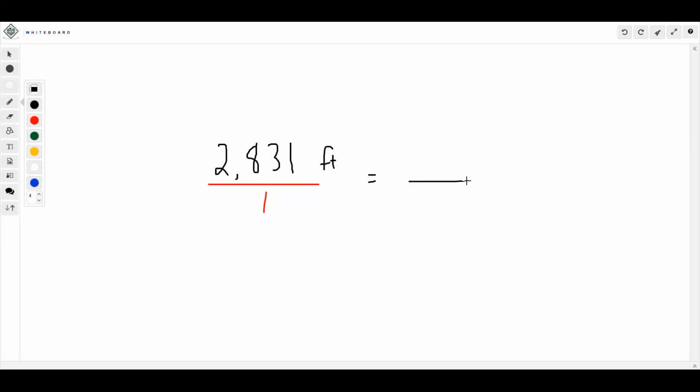Now remember, it wants us to have inches. It wants us to figure out how many inches this is. It's this many feet above sea level. It wants us to tell how many inches that is. Now, how many inches are there in a foot? What's the ratio of inches to a foot? You remember? 12 inches to 1 foot, right? Okay, so this is our proportion.